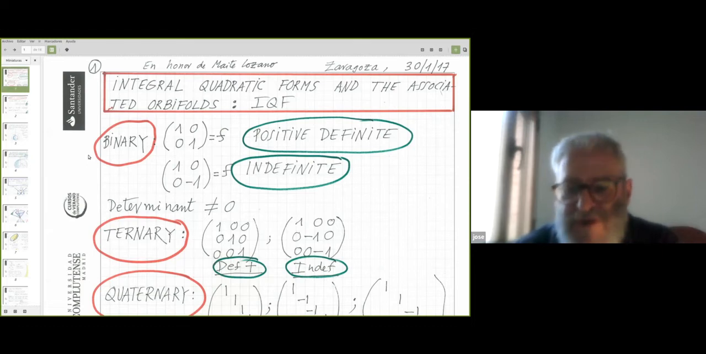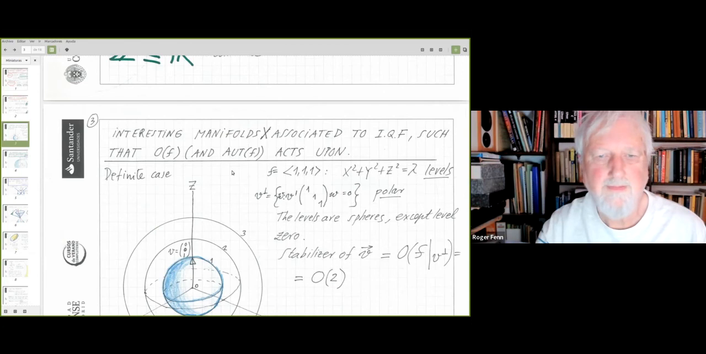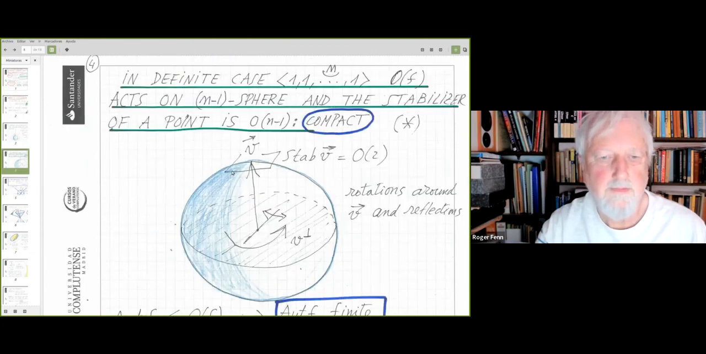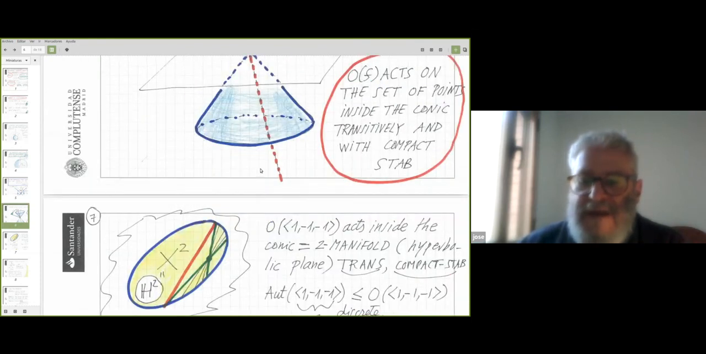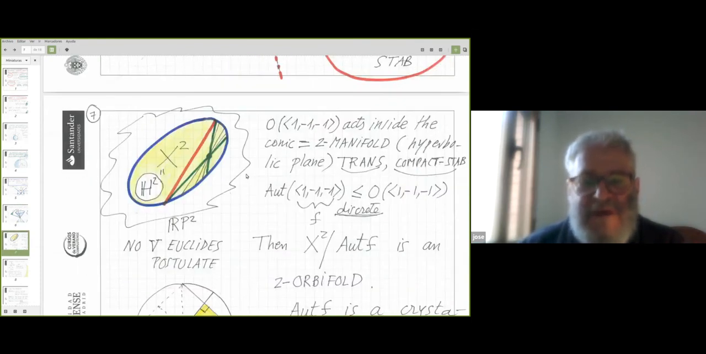Let me show you some of the pictures. Okay, let's see some pictures, to explain. I can do pictures by hand, but not by computer.